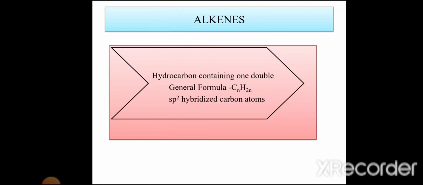The second hydrocarbon is alkenes. Alkenes are defined as either branched or unbranched hydrocarbons that possess at least one carbon-carbon double bond and have the general formula CnH2n. Alkene is often used as a synonym of olefin, that is, any hydrocarbon containing one or more double bonds.